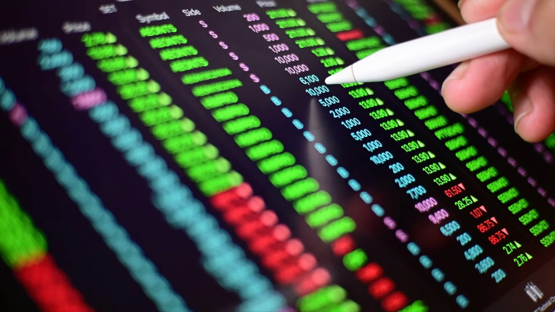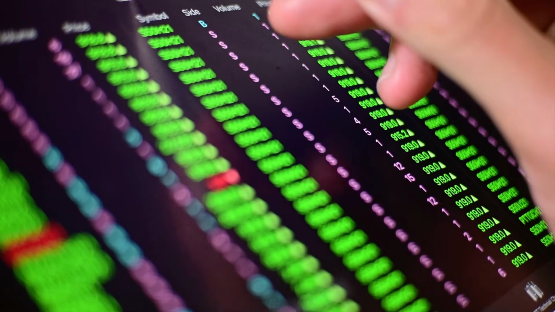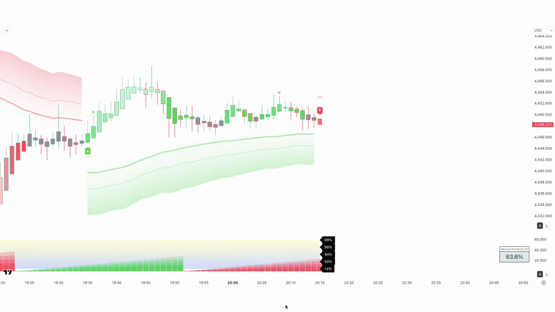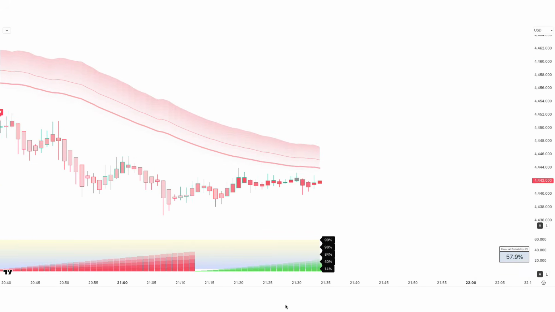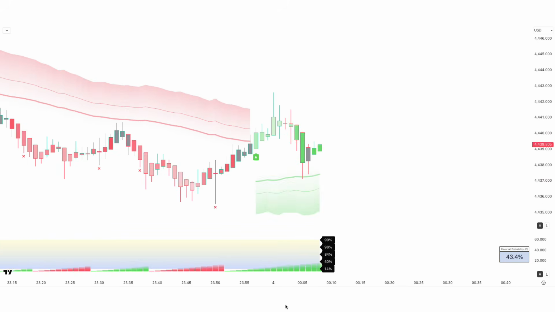The most interesting part? Some of the signals may appear in places where many traders aren't even looking. So stay with me until the end, because once you understand the logic behind this indicator, you may start looking at price action in a completely different way.